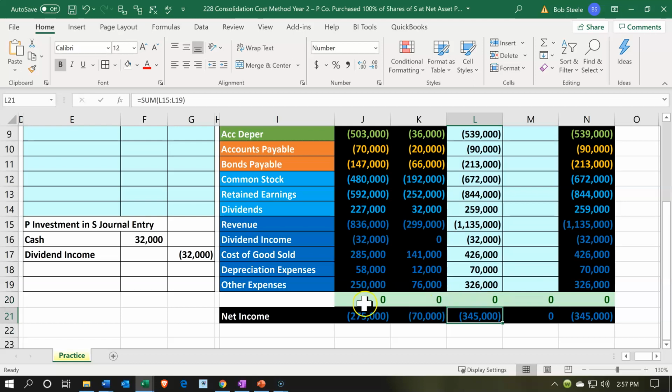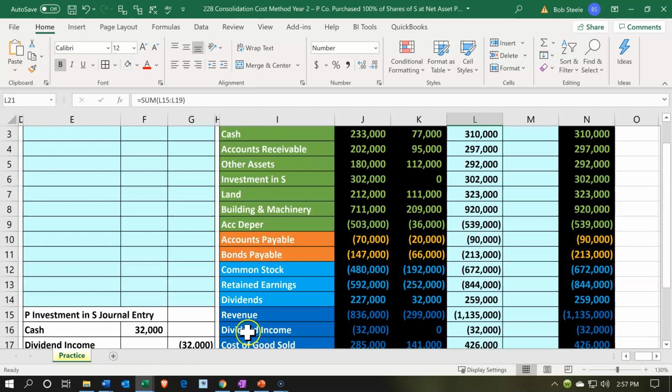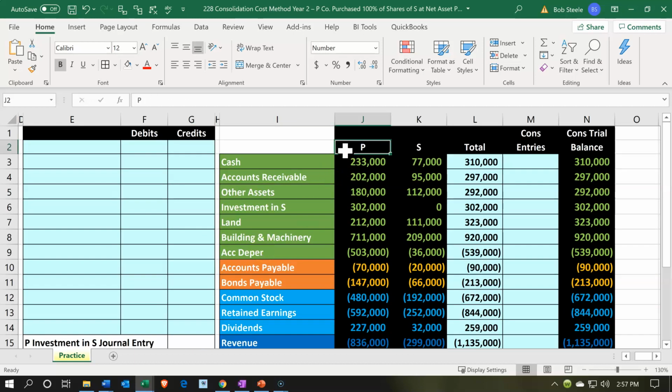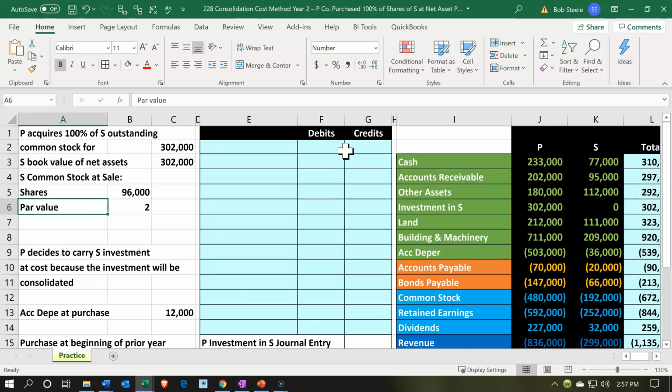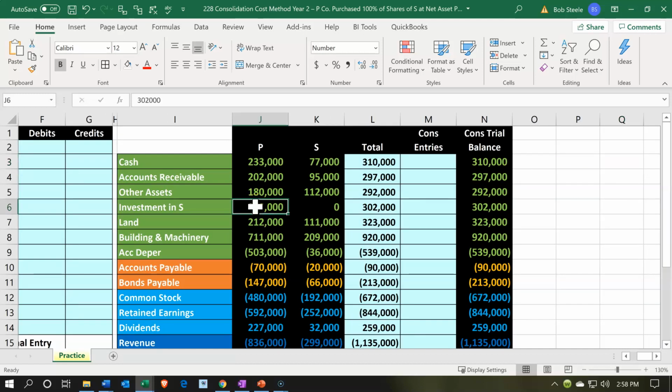Now, of course, we're going to go into here and say, all right, well, which things have to be eliminated? Note this is the second year of operation. So if we think about what P is doing to record the investment in S, when they originally recorded the investment in S, they simply recorded it for what they paid, the $302,000. That was the equity accounts, the book value in essence of S at that point in time. So P just said, hey, I put it on the books at the $302,000 at the point of purchase.